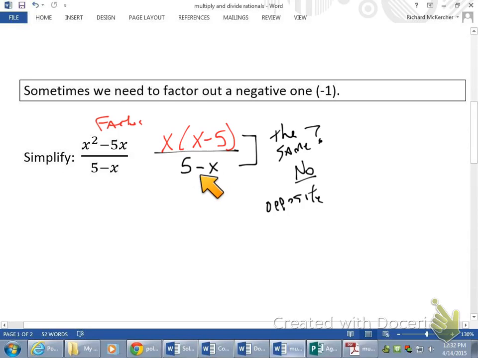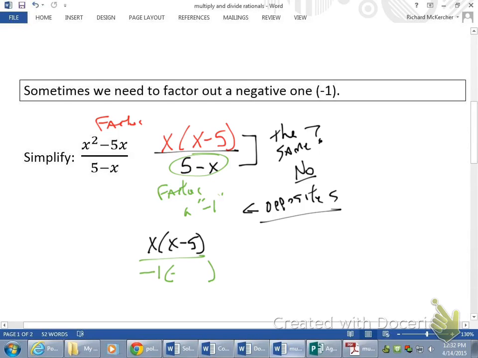So what I'm going to do instead is I'm going to take one of these two, and I choose the bottom one, and I'm going to factor out a -1. So there's the numerator. And on the bottom, I factor out a -1. It looks like this. Now the question is, are these two the same? And the answer is yes, these are the same. Because I can rewrite that as x minus 5. And now you can see that they are the same.